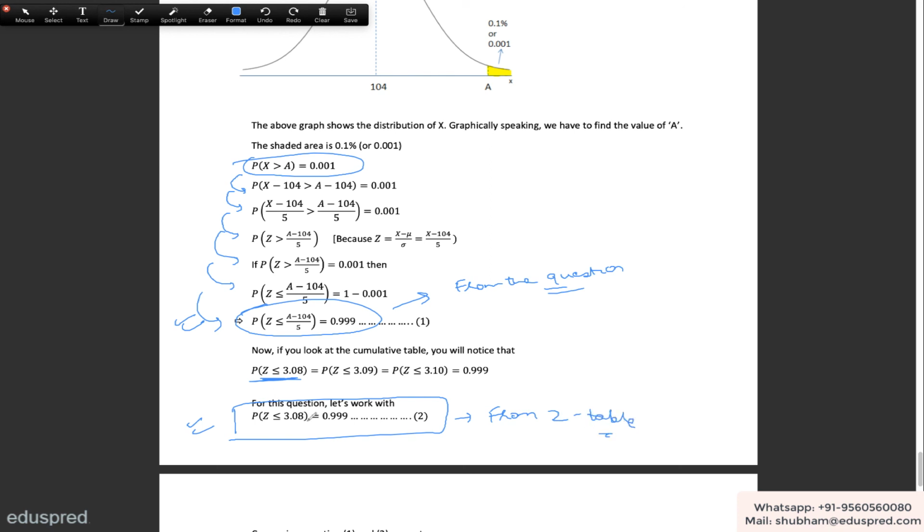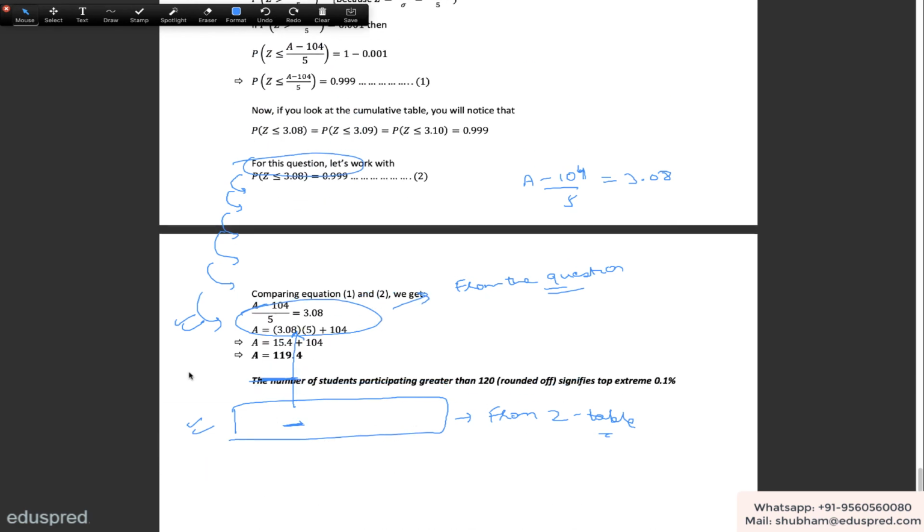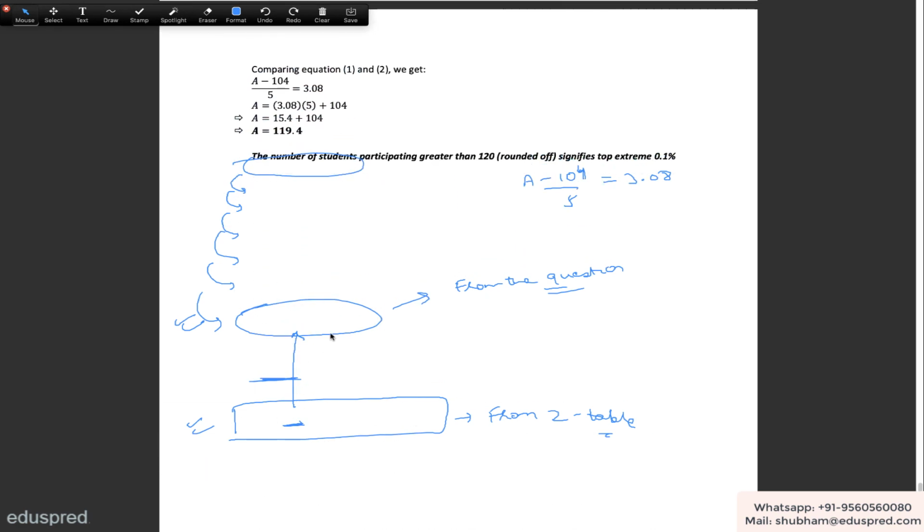Now if you compare these two, you will find that this 3.08 should be equal to this. Okay, so from these two equations we get that a minus 104 by 5 should be equal to 3.08, right? And now if you solve this, you'll be able to find the value of a. So that's what I have done over here. Comparing equation number 1 and equation number 2, we get a minus 104 divided by 5 equal to 3.08. So if you solve for a, you will get a is equal to 119.4.